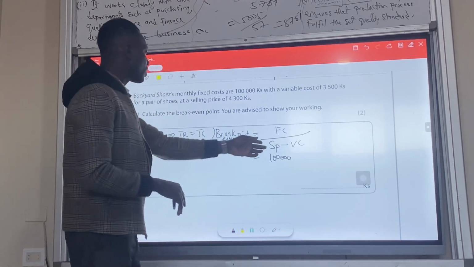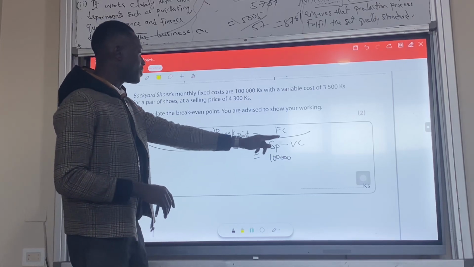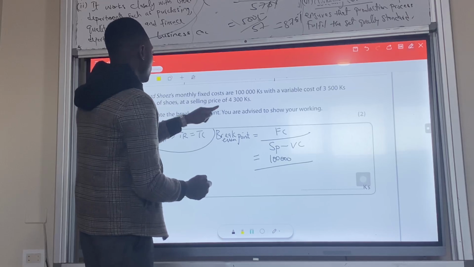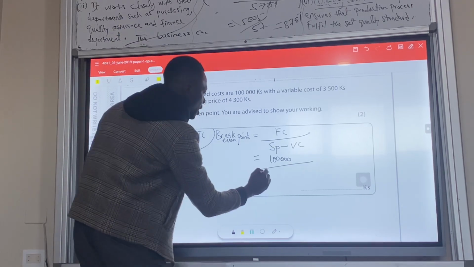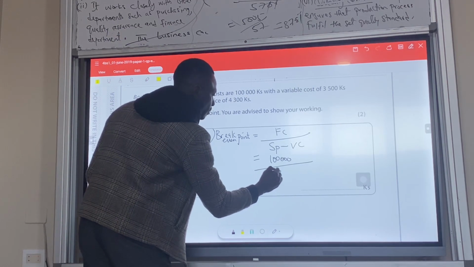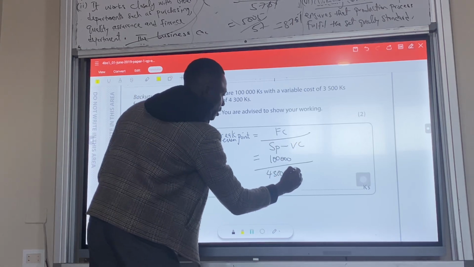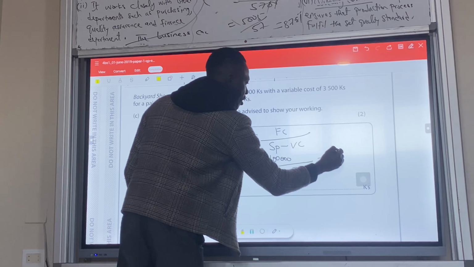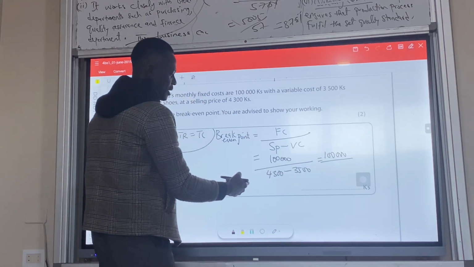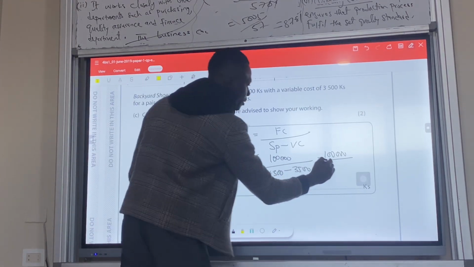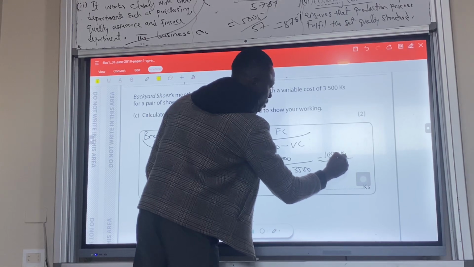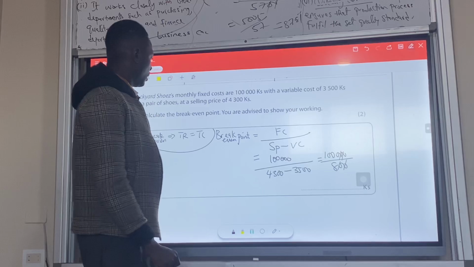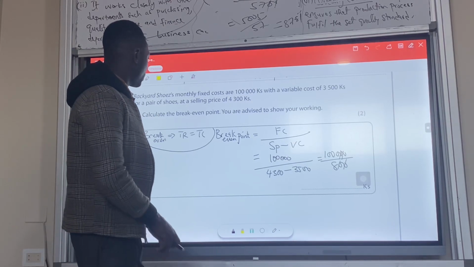Yes. So based on what we have here, the break-even point is FC, which is 100,000, divided by SP, the selling price, 4,300, minus the VC, 3,500. So we have 100,000 divided by 800, right? You get 1,000 divided by 8. That's the break-even point. Can you do that for me, please?